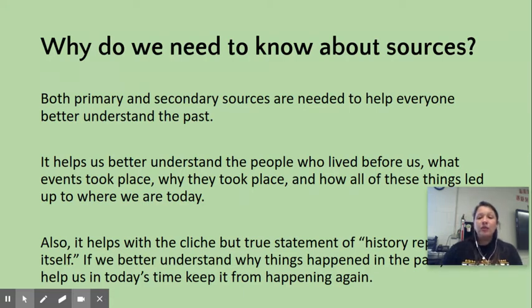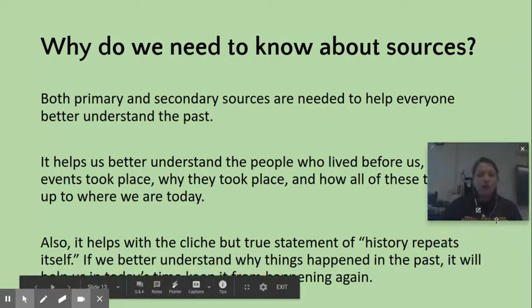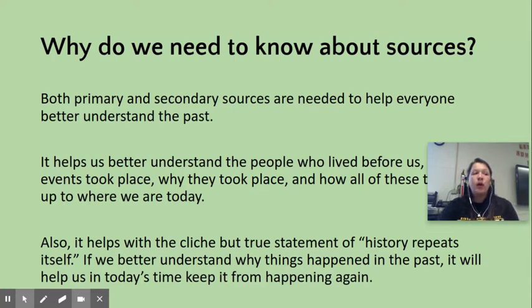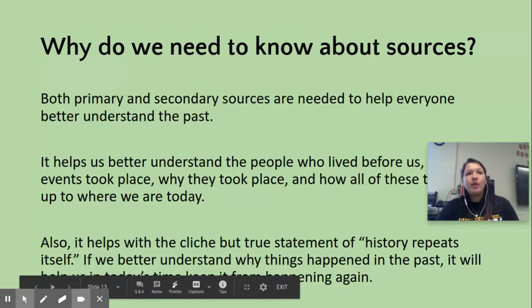And it also goes with, I know it's very cliche and we hear it all the time, but it's still kind of accurate, history repeats itself. And if we understand the sources and understand history and why things happened and how it happened, it can help us in our present day know where we are and why we got to where we are, and maybe avoid some of the past things from happening again.